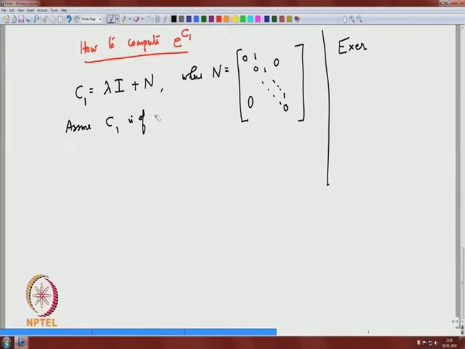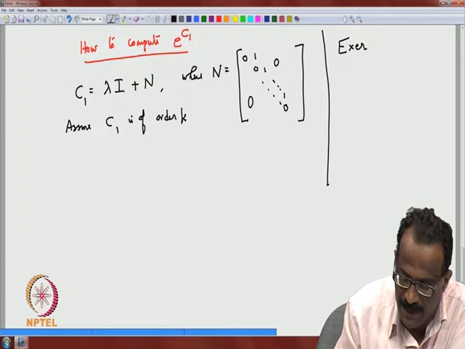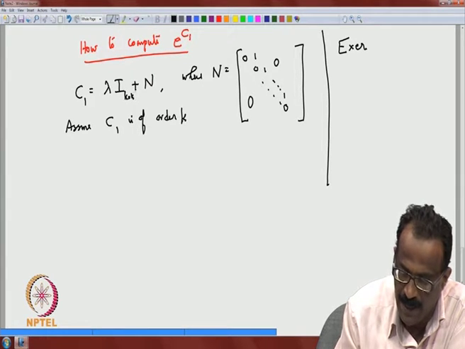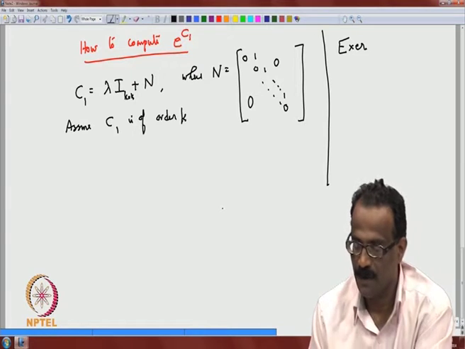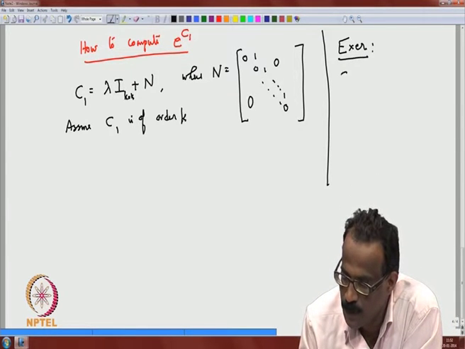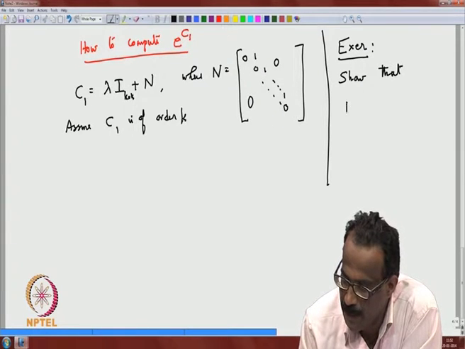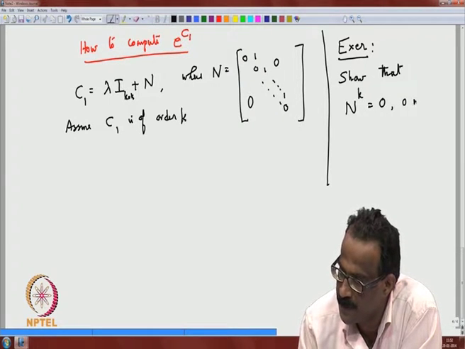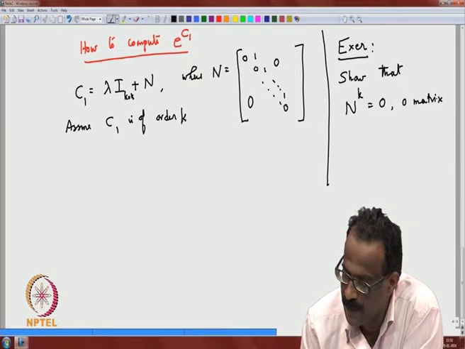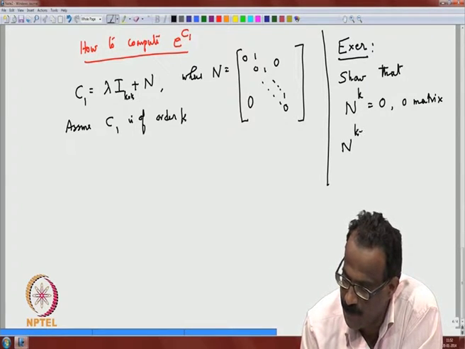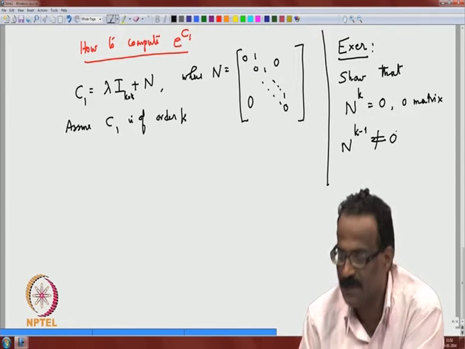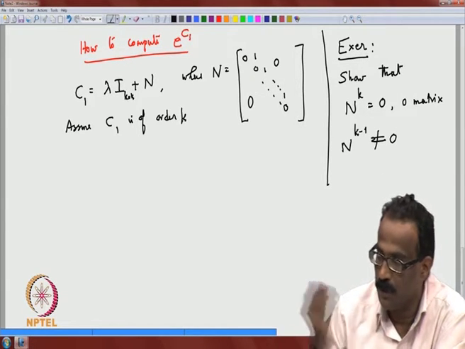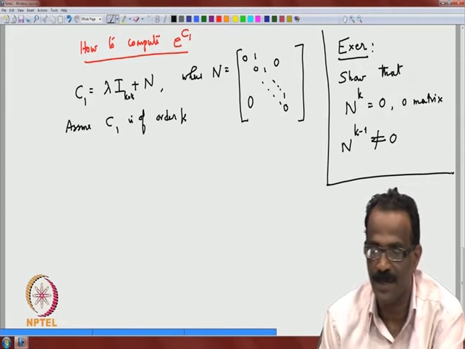So I is an identity matrix of order k by k, and N is a k by k matrix. Okay. The exercise is to show that N power k is the zero matrix, and N power k minus 1 is not a zero matrix. Just compute N square etc. You can compute either by induction or directly.